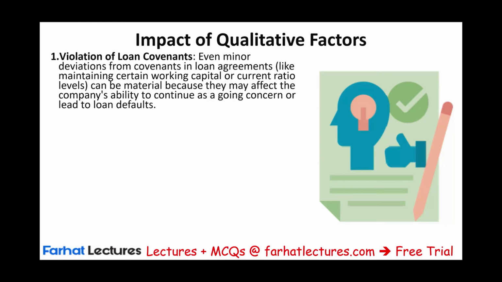influences the loan covenants. What's a loan covenant? A loan covenant is a loan agreement. So when you take out a loan, what happens? The bank will impose conditions on you. For example, maintaining a certain working capital or a current ratio. What's working capital? Current assets minus current liabilities. What's the current ratio? Current assets divided by current liabilities.